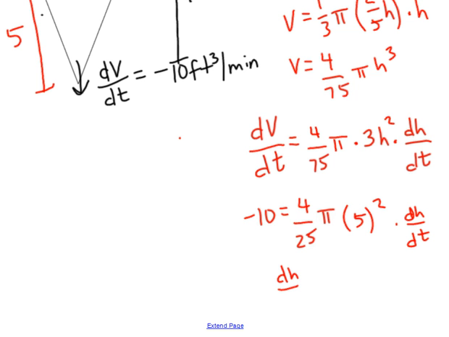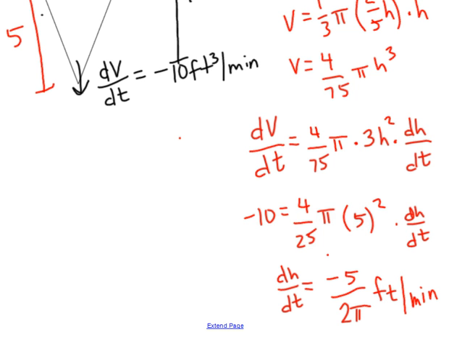Okay, so if you solve that, I would go ahead and pause the video here and solve it yourself, and then come back and make sure that you're getting the same answer that I'm getting. Okay, I got -5/2 pi. Hopefully you got the same thing. And then we want to include our units. The rate they gave us was in feet cubed per minute, but we're talking about a height now, which is only one-dimensional. So we're going to say feet per minute.